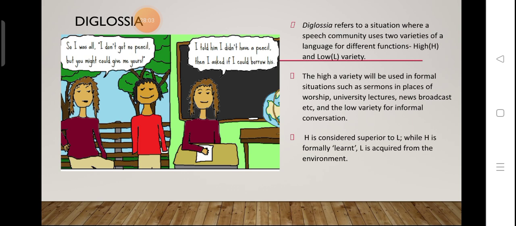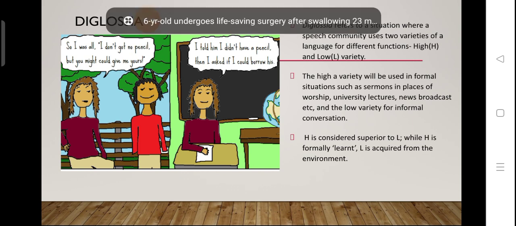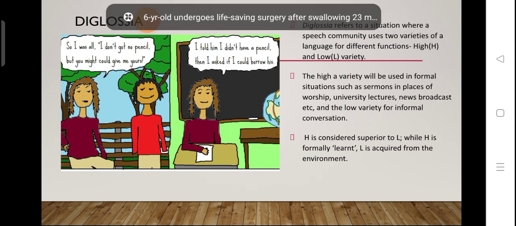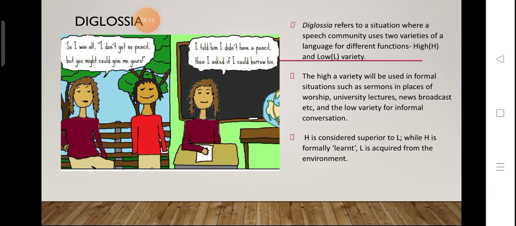See, if you're a news reader in a television channel or in All India Radio, you won't use the colloquial words, colloquial tone, because we know it's not appropriate. So we kind of acquire the high variety. So we learn the high variety, and low variety is something that we have acquired.